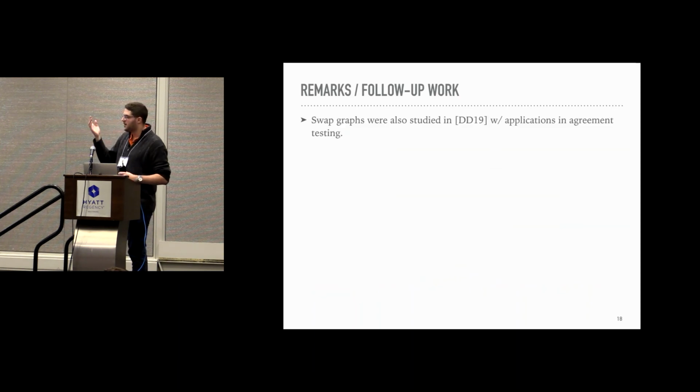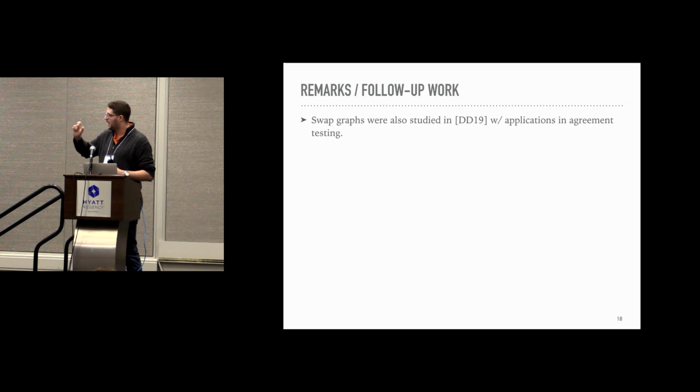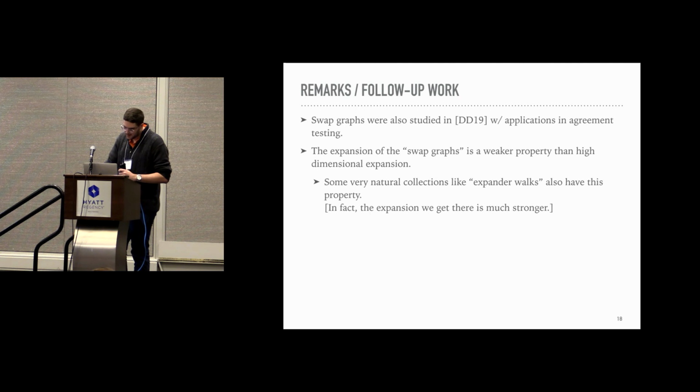These swap graphs are not studied by us alone. In independent work, Dikstein and Dinur also studied this. And they gave some applications in agreement testing. In fact, the parameters they gave for expansion are somewhat better than ours, but we show some other stuff that cannot be recovered by that analysis. But their analysis already implies an improvement of our algorithm's running time, so that's nice. So the expansion of the swap graphs is a weaker property than high-dimensional expansion. Some very natural collections like expander graphs also satisfy this property. In fact, the expansion we get there is much better.